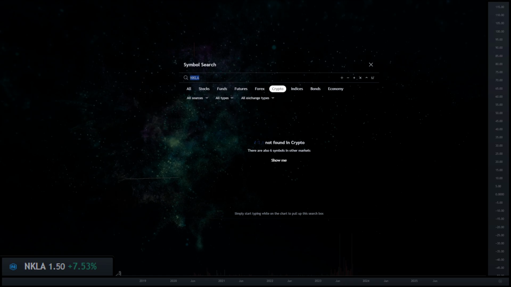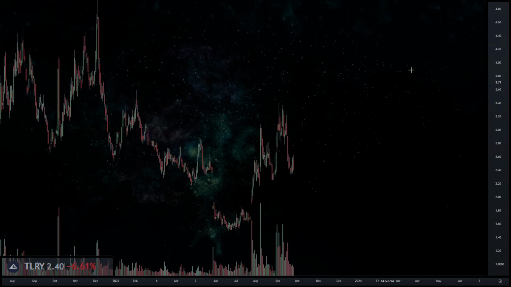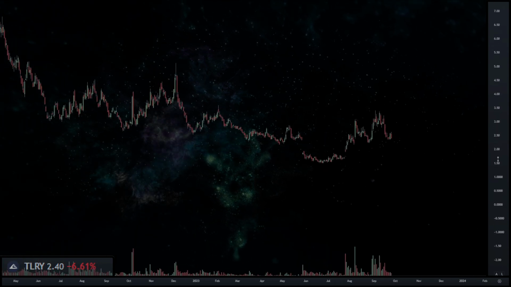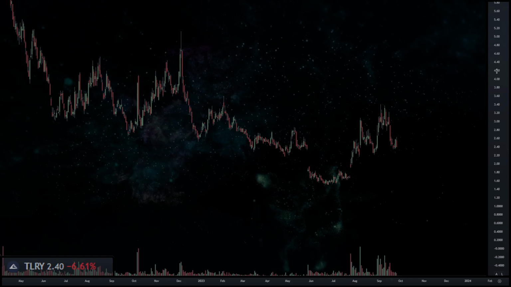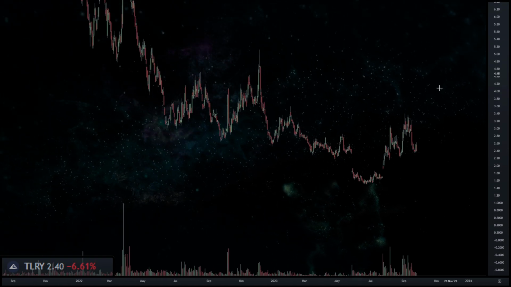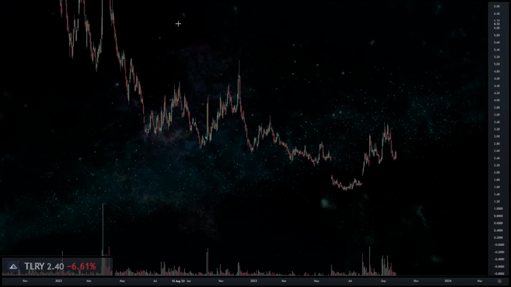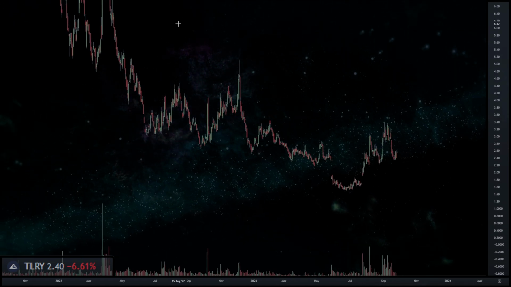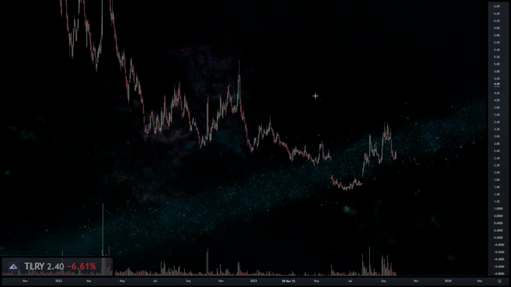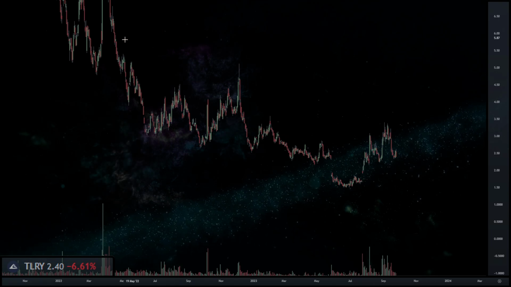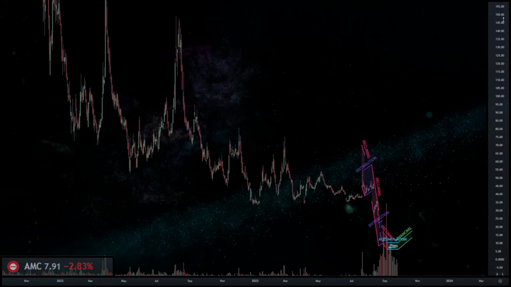Now, the one that I'm currently tracking right now is Tilray. The reason I'm tracking Tilray is because these two have a pretty high correlation with each other. If you look at the correlation coefficient between AMC and Tilray, it's pretty high. And the higher it is, the more likely that the two are trading in a similar fashion. The pattern looks similar to AMC's. So looking back on this pattern, right?